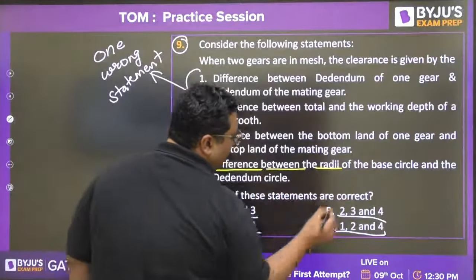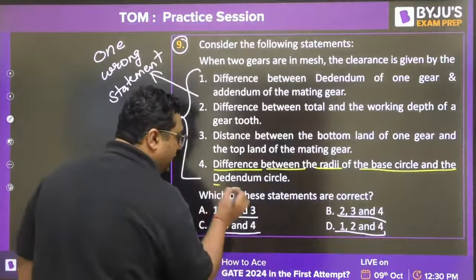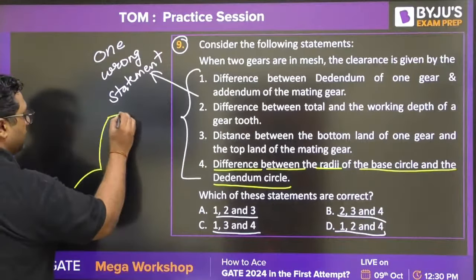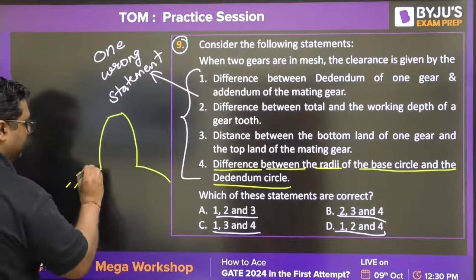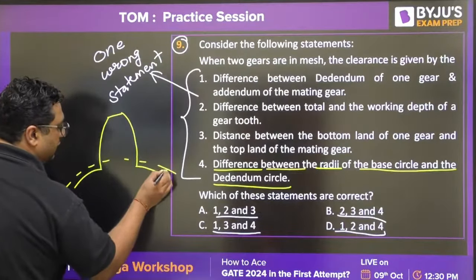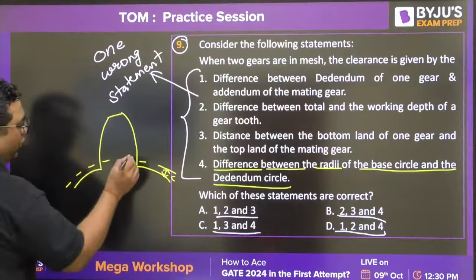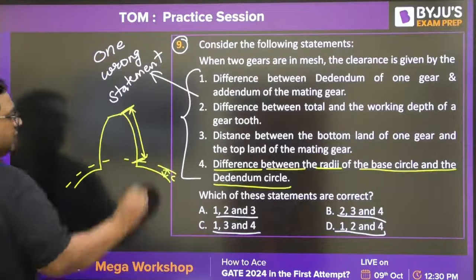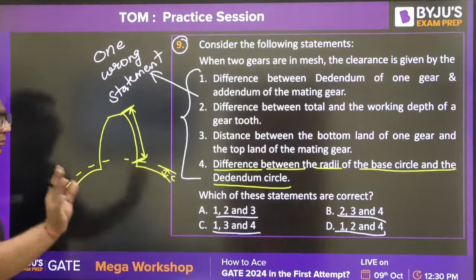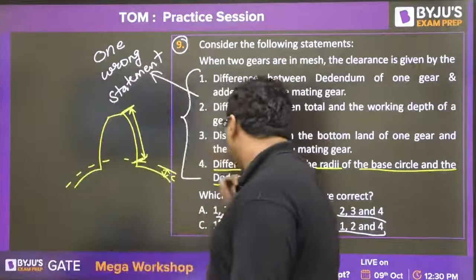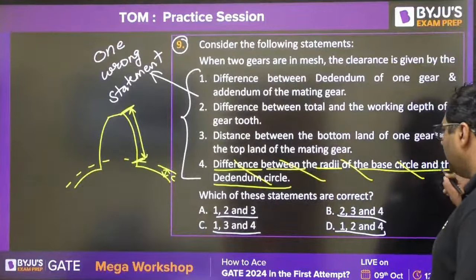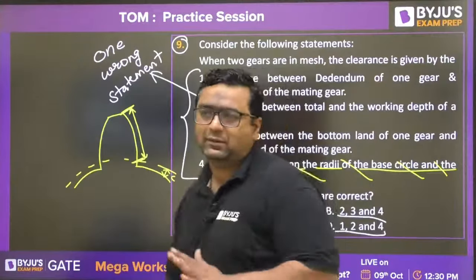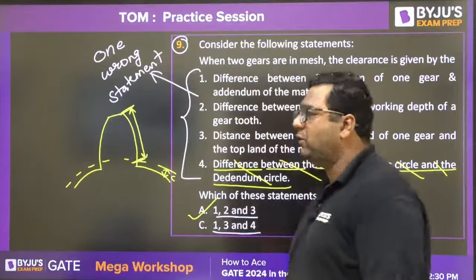Difference between the radii of the base circle and the dedendum circle. If you have a gear like this, then this is the clearance, and this is the working depth. So there is no role of the base circle radius here. That is why this statement is wrong, so the answer will be A for this. The other 3 are correct. Is it clear? Very good.